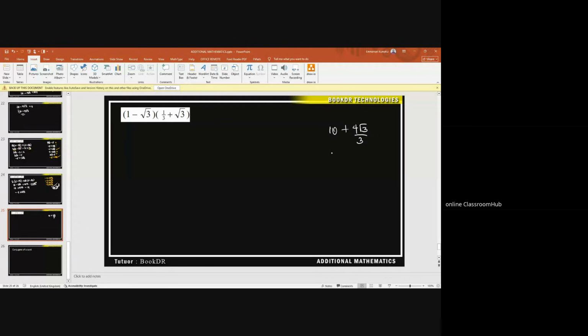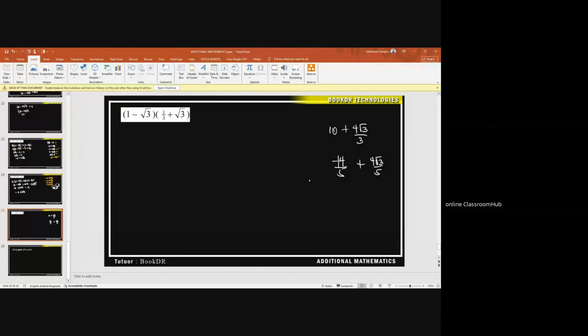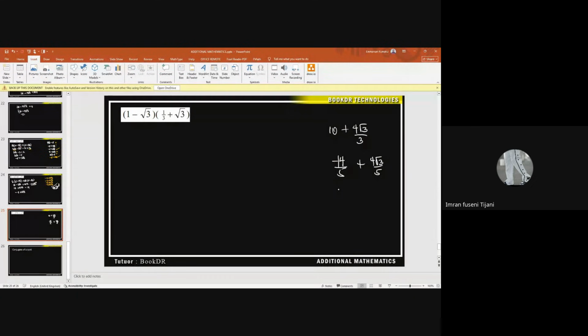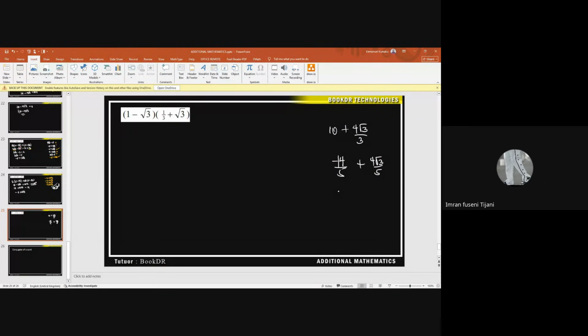Okay, then we go to Adelaide. Negative 14 out of 5 plus 4 root 3 over 5. Negative 14 over 5. Yes, plus 4 root 3 out of 5. Okay. Let's go to Lamti. If Lamti is not ready, let's go to Fuseni. Sir, please. I got the same as Adley.